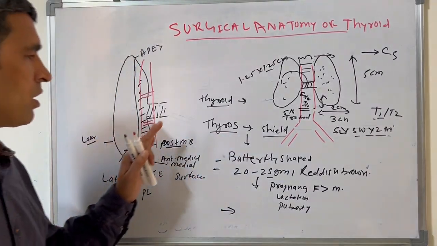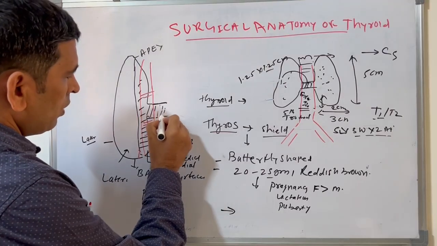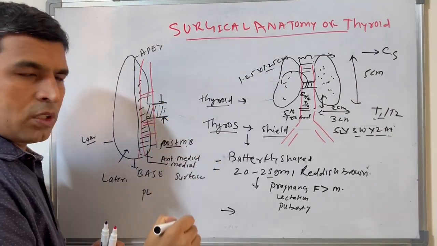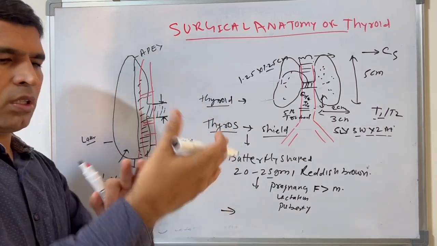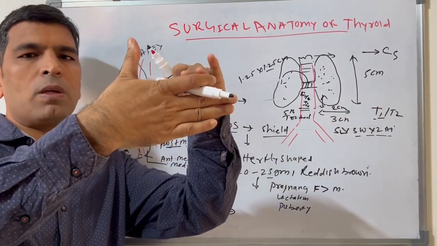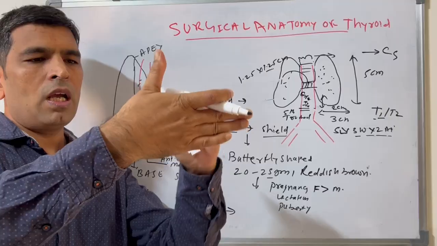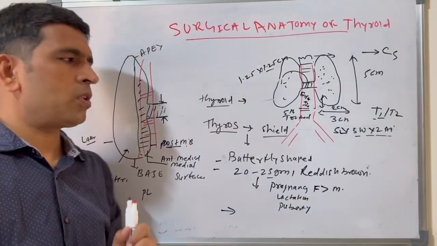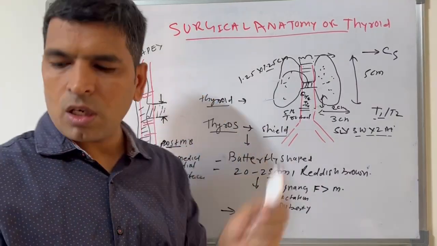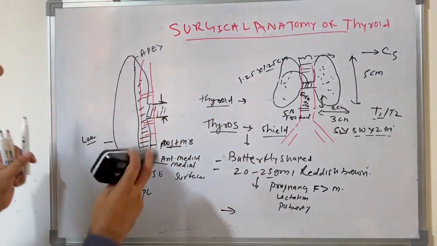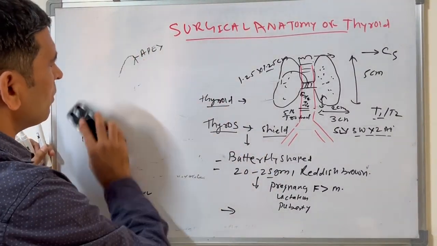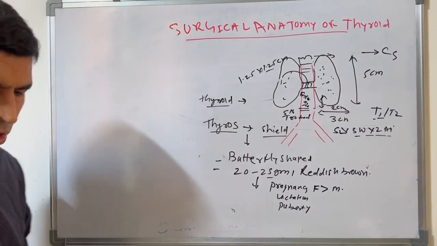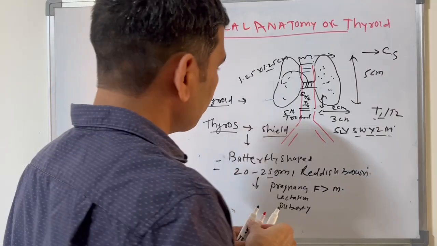While we talk about the isthmus, it has a superior border and an inferior border, an anterior surface and a posterior surface. So this is about the dimensions and borders of the thyroid gland.